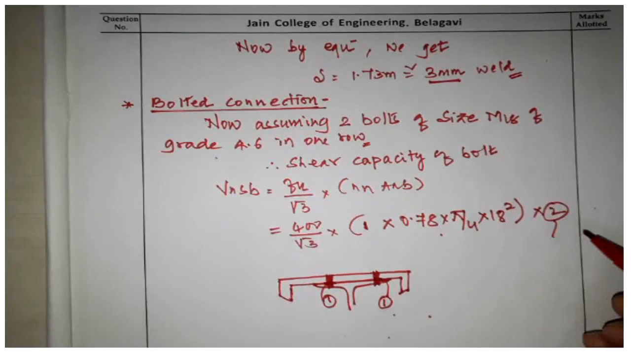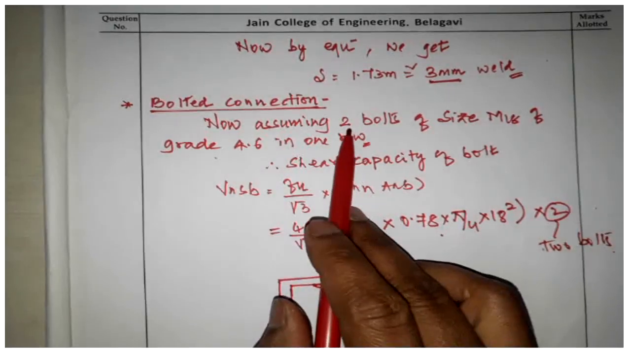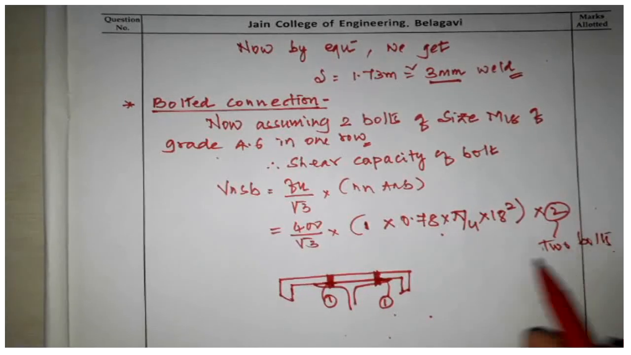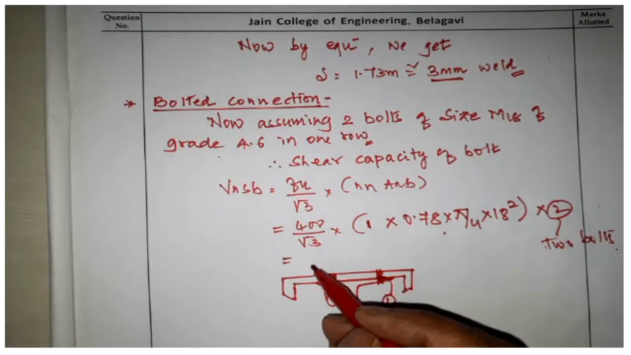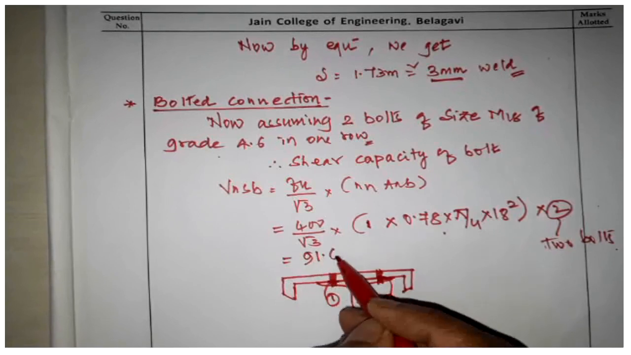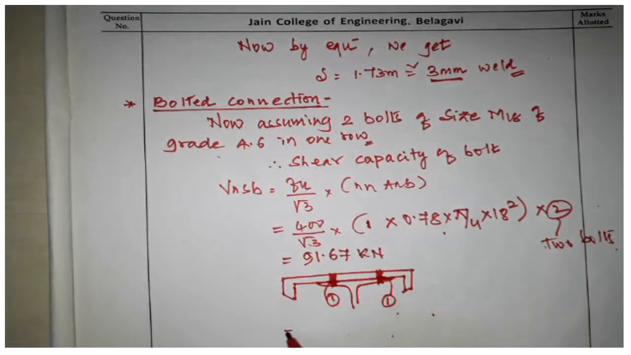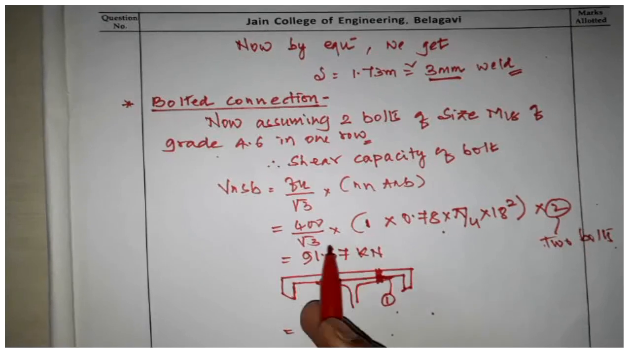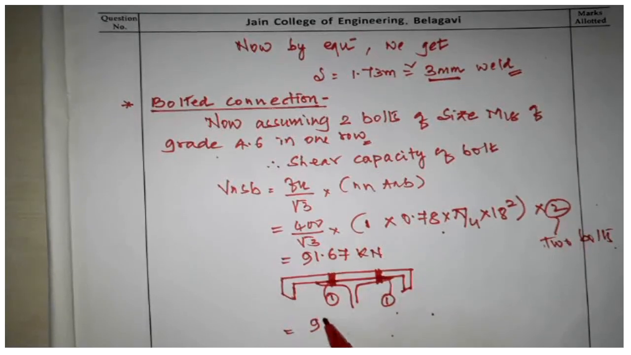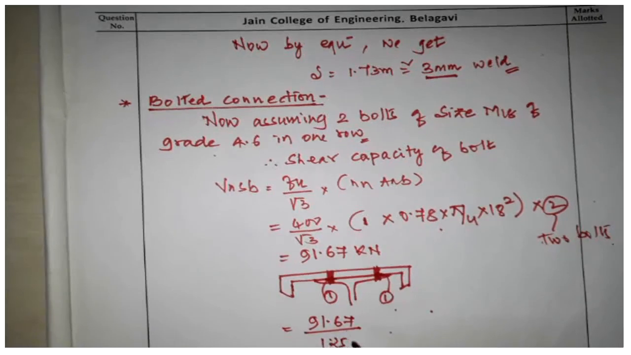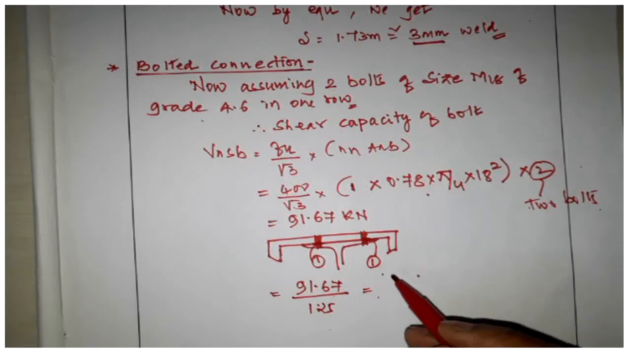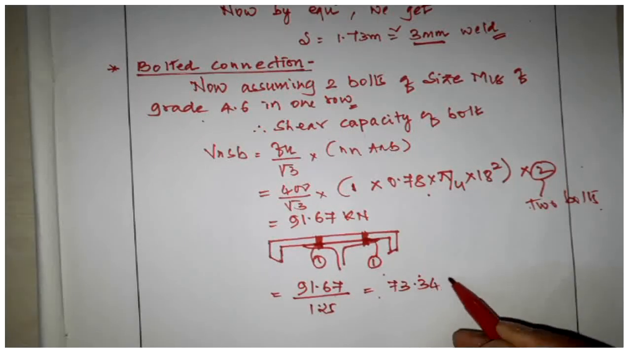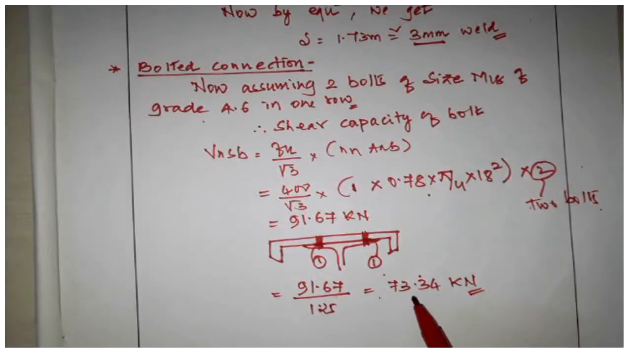Why is it into 2? Because in a single row we are providing 2 bolts, so that's why into 2. Okay, so we get here the shear capacity V_nsb is 91.67 kilonewton. Again, by considering the factor of safety, 91.67 divided by gamma mb, which is 1.25. Gamma mb is 1.25. It will be equal to 73.34 kilonewton. Okay, so the strength of a bolt is 73.34 kilonewton.